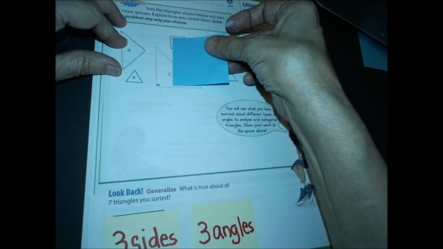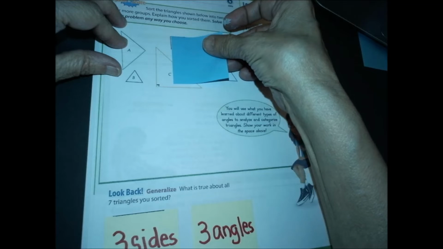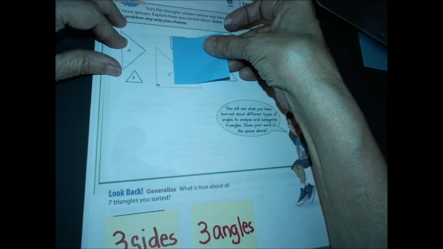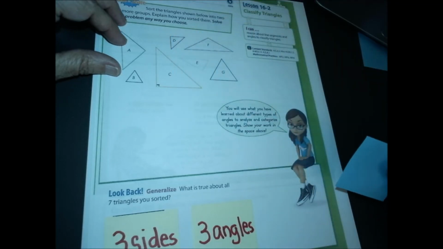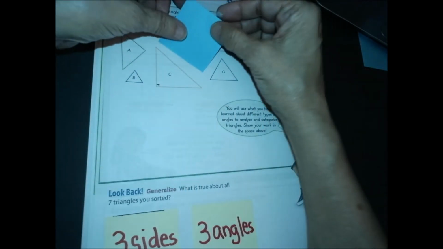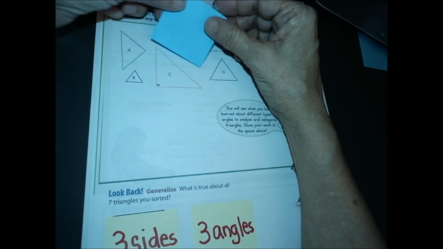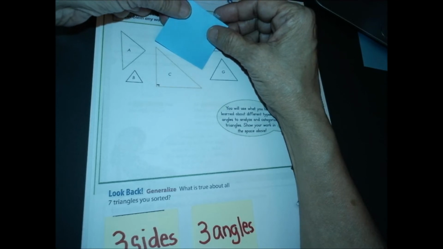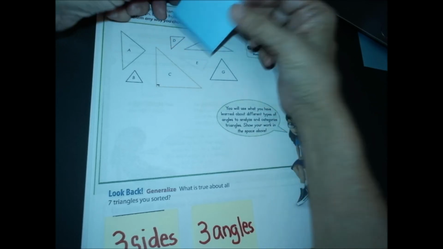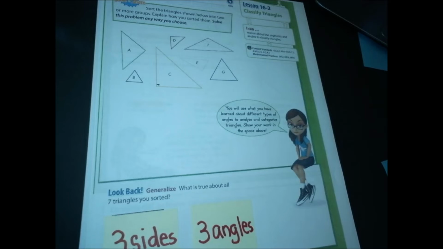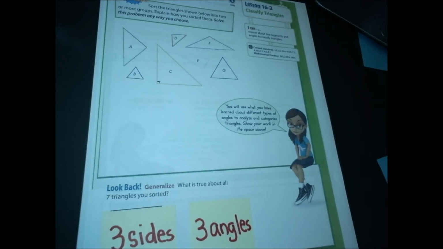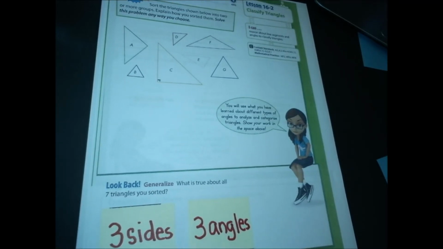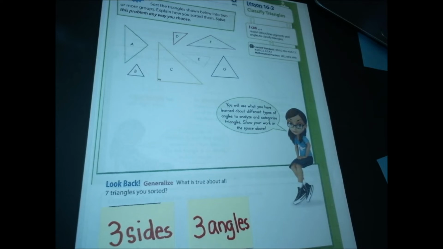And then we could have done the same thing with D. There it is, it fits right in there. That's another right triangle. And there's E. Let's go ahead and figure out E. If I put it right up there against that corner, yes, it makes a right triangle. So you could have not only analyzed, but you could have used a tool to come up with your categorizing groups.